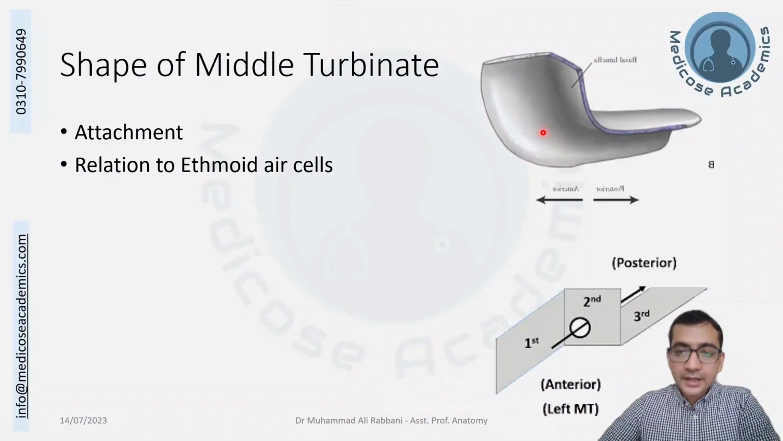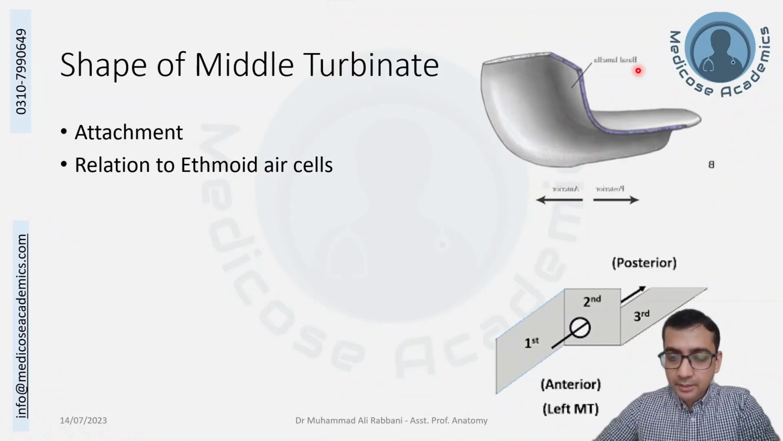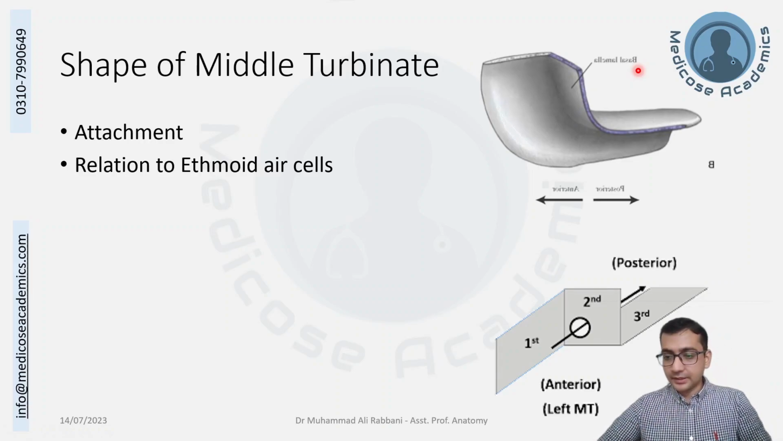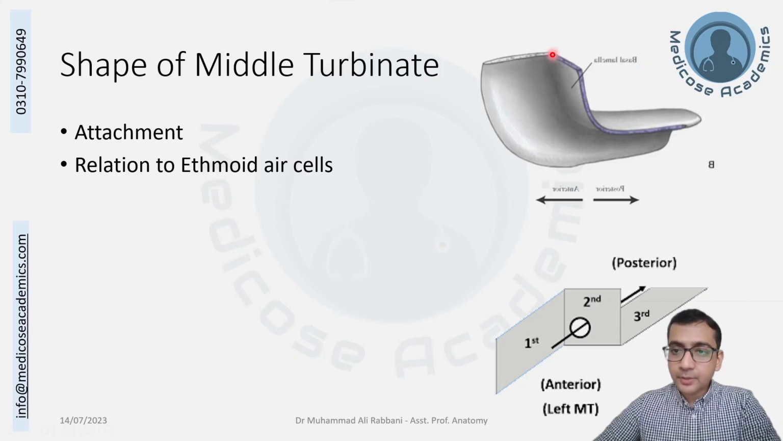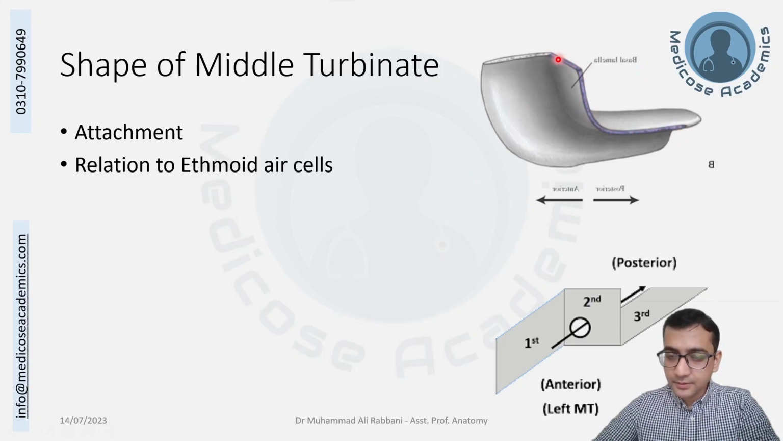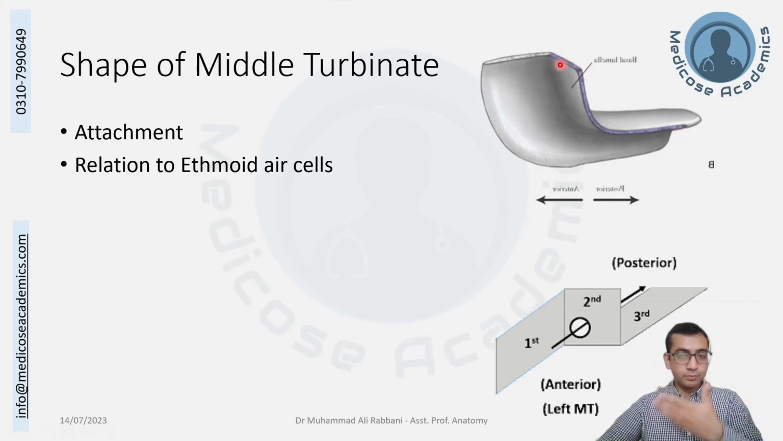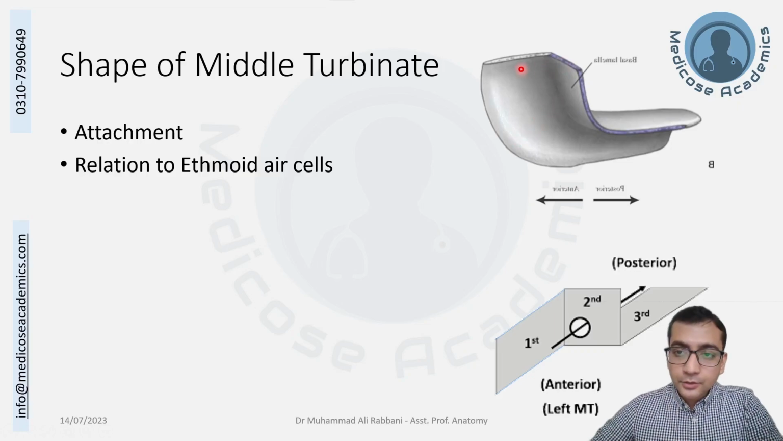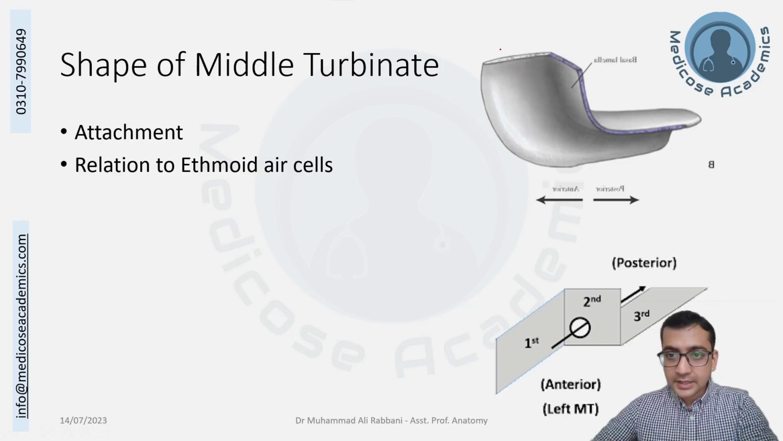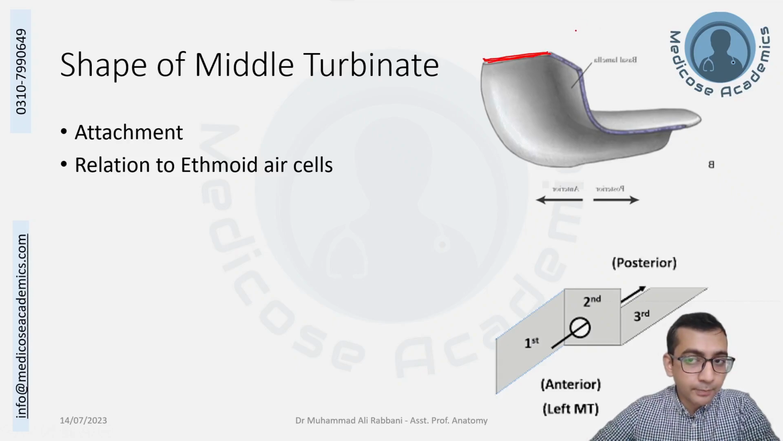The middle turbinate has a very unique shape. This picture is of the middle turbinate of the left lateral nose, and the purple area is the attached margin. This is towards you, towards the outside of the screen. So it has three parts. It has the part that is attached to the inferior margin of the cribriform plate. That is the first part.